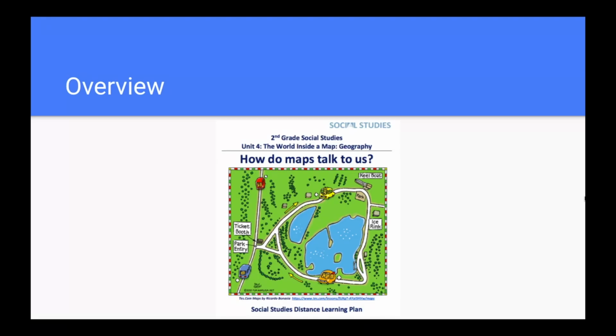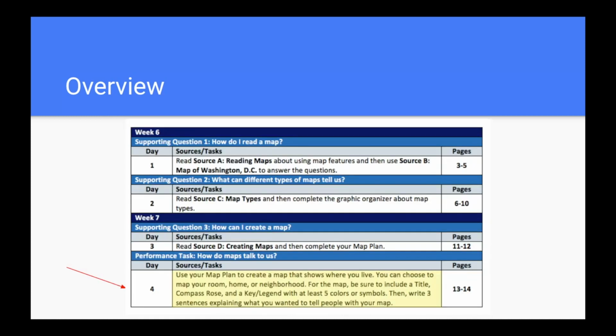For weeks 6 and 7 of the Social Studies Learning Plan, we are going to be learning about geography in order to answer the compelling question, how do maps talk to us? You will respond to the compelling question by creating your very own map that shows where you live. You can choose to map your room, home, or neighborhood. On this map, you will include map features like a title, a compass rose, and a key. And you will also write 3 sentences explaining what you wanted to tell people with your map.